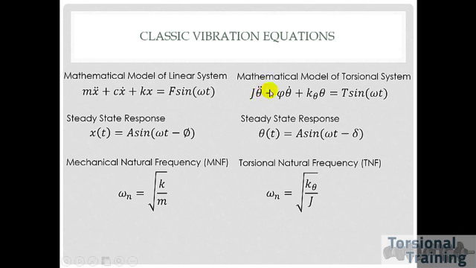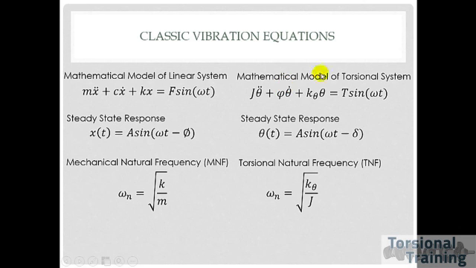So in terms of theta, your linear velocity is now replaced by your angular velocity, and your linear displacement is replaced with your angular displacement. Your mass dashpot here is now replaced with your torsional damping, and your spring constant is replaced by your torsional stiffness. Again, your applied force is F sine omega t, which is a sinusoidal force. In this case, your applied torque is important, and it's sinusoidally applied torque.